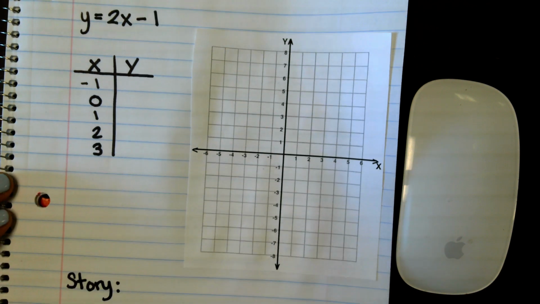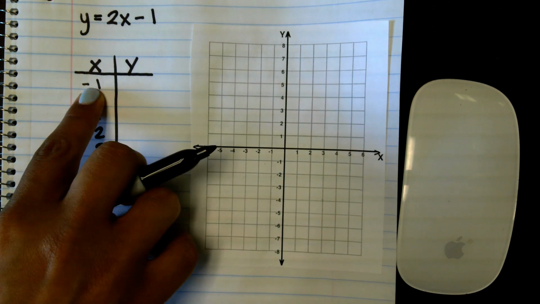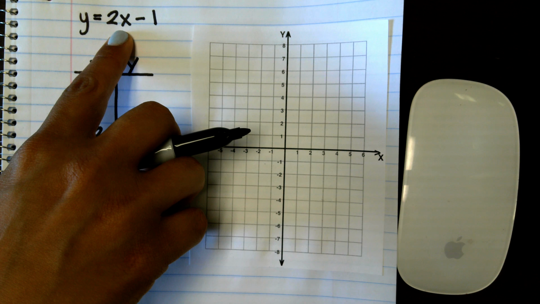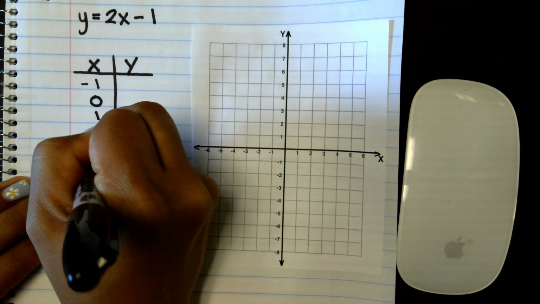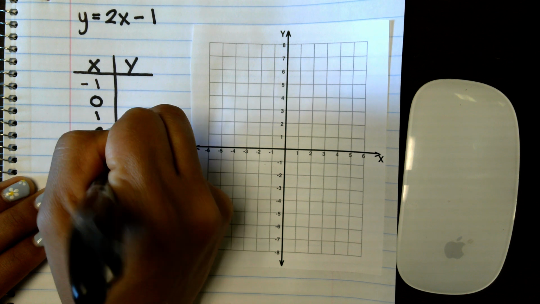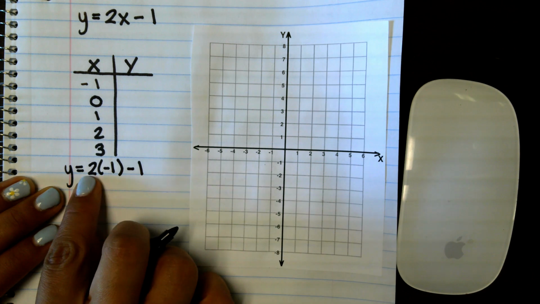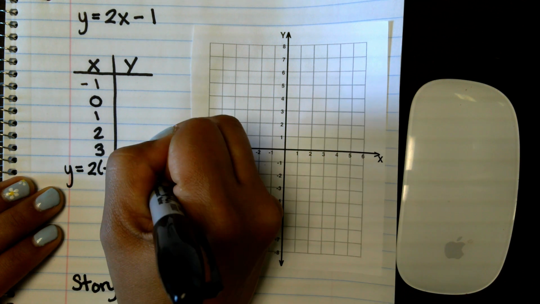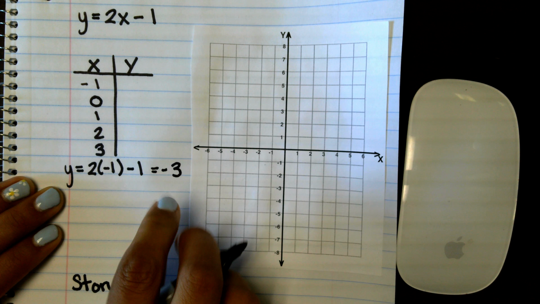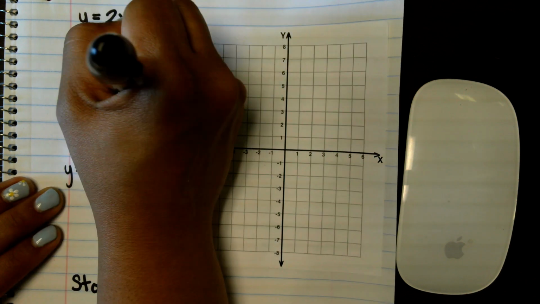So how do we find our y? Well, these x values can simply be plugged into your equation. So I'm going to start with -1. Y equals 2 times -1 minus 1. 2 times -1 is -2. -2 minus 1 is -3. So when x is -1, y is -3.